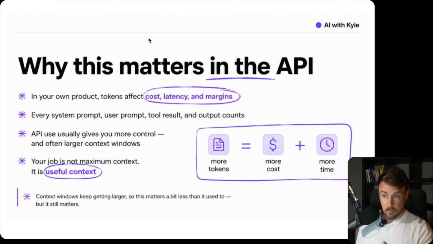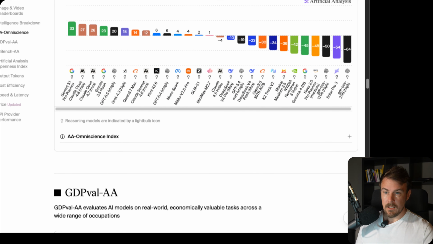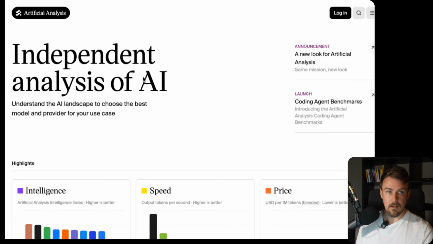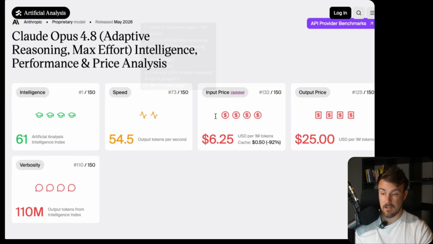This matters a lot more, though, if you are using the API. So if you are building using artificial intelligence, then this is when you start to really pay attention. So let's look at, this is a new model, Gemini 3.1 Pro. I'm getting mixed up with the Flash model. Let's look up a model on artificial analysis. So let's go, I don't know, Opus 4.8. This is one that came out last Thursday. I see a lot of red numbers because it's very expensive.